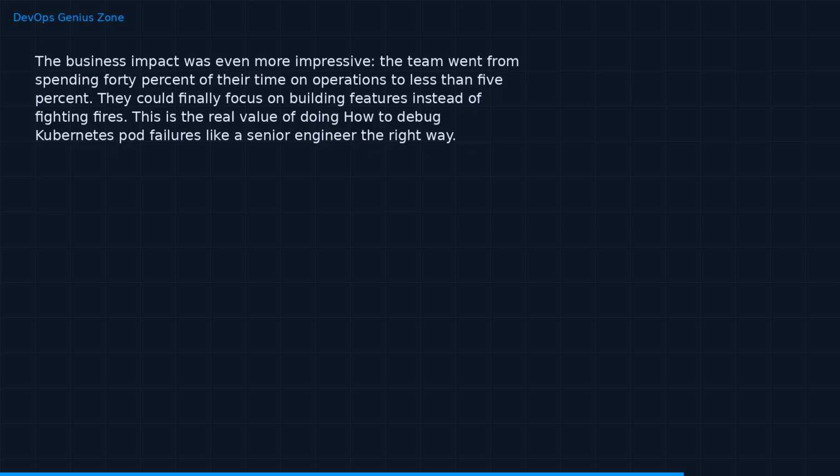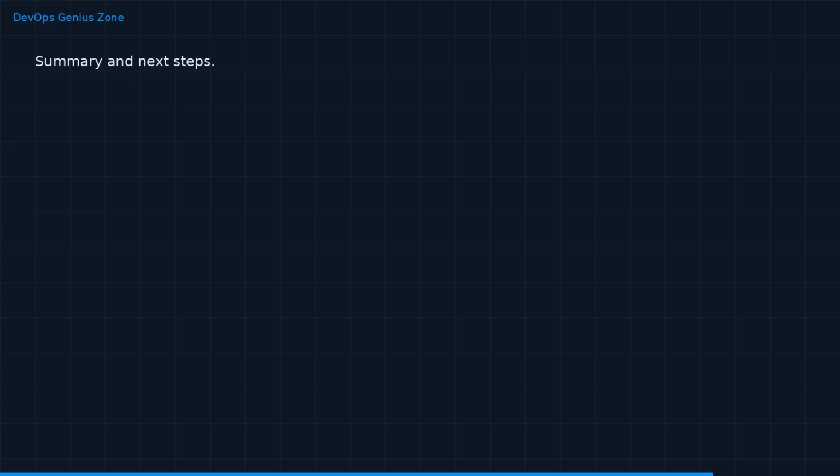After implementing how to debug Kubernetes pod failures like a senior engineer properly, following the practices we just discussed, deployments became fully automated and took under 10 minutes. Environment drift disappeared because everything was defined as code. Incident resolution time dropped by over 60% because every change was tracked and auditable.